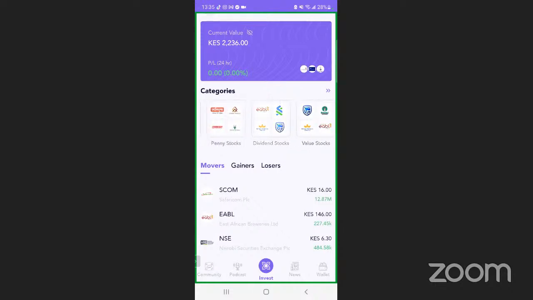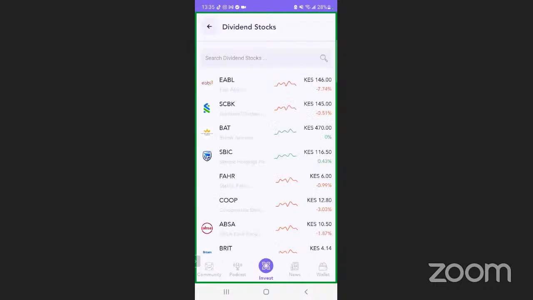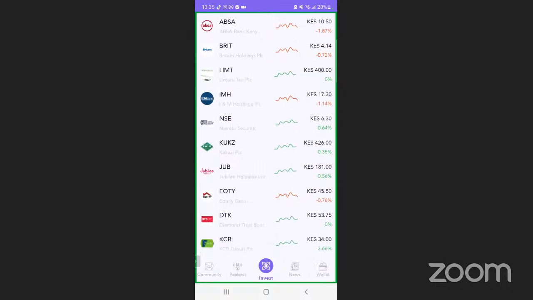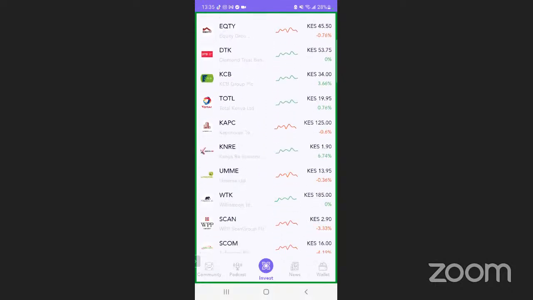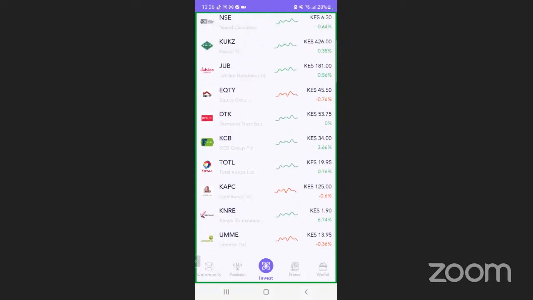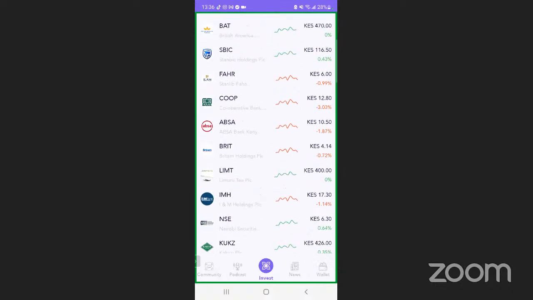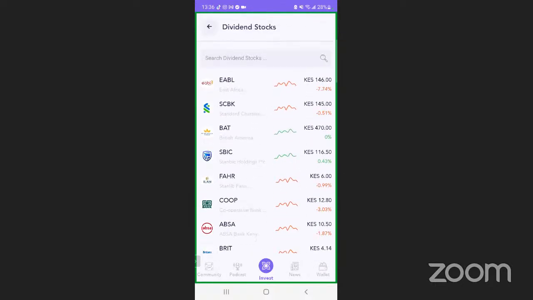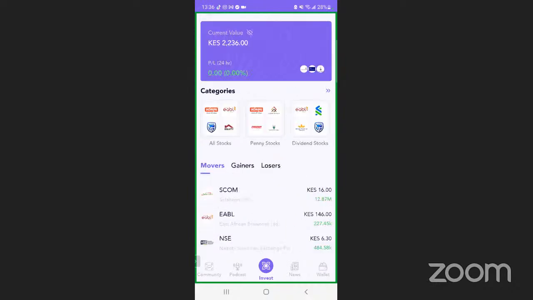So you click here, dividend stocks, and you'll be able to see some of the companies that offer dividends in the Kenyan market. So you'll see the companies here. You can see a company like Umeme. Umeme has a dividend yield of around 15%, which is the highest in the market. That's Umeme. And then we have the likes of Stanchart, right? Stanchart, Umeme, same thing, dividend stocks.